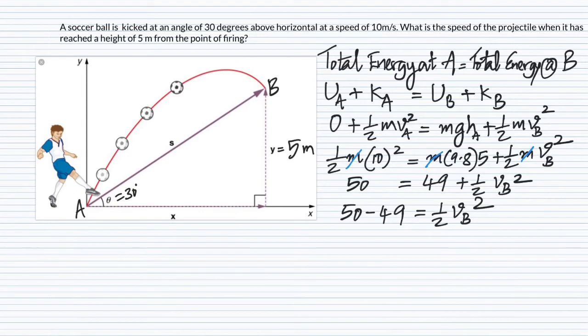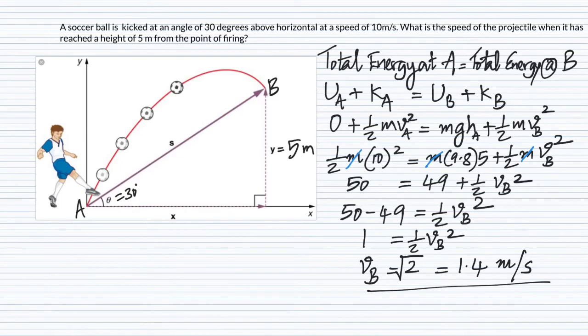So you have a factor 1 here on this side, and then calculations give us 1.4 meter per second. That will be the speed of the soccer ball when it is at point B.